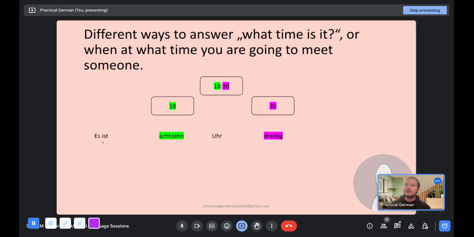Notice only U is capital. And here E is capital because it is the first word of the sentence. It says "Es ist achtzehn Uhr dreißig." Of course, a full stop is missing. That's a mistake from my side. Notice, lowercase, uppercase. Remember, in the exam be careful when you're writing this.